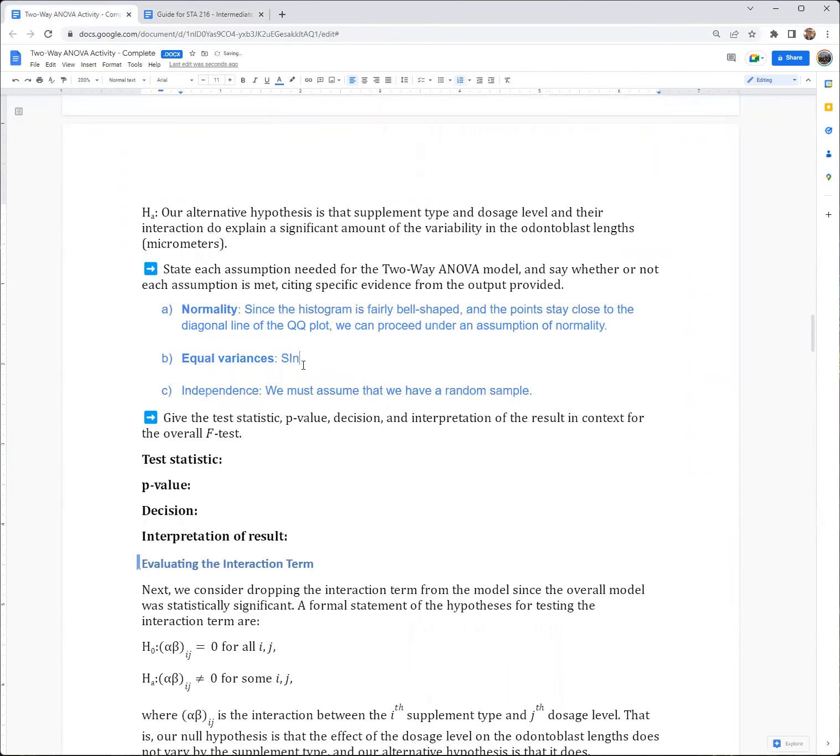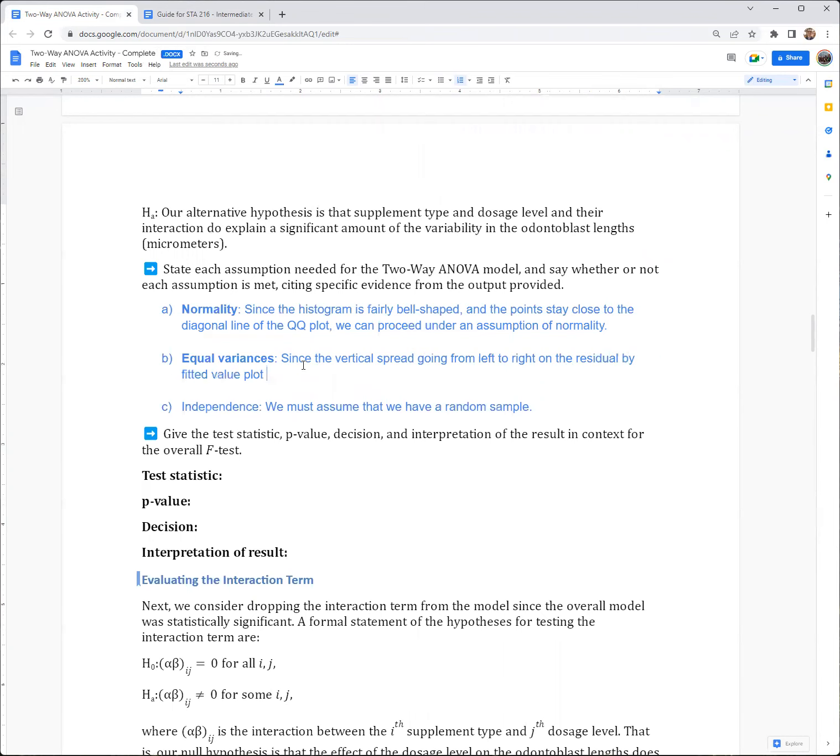Okay, so here, we must assume that we have a random sample.